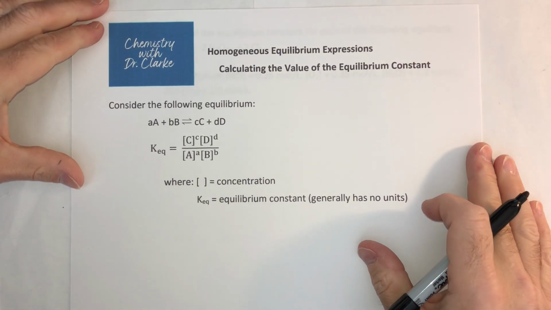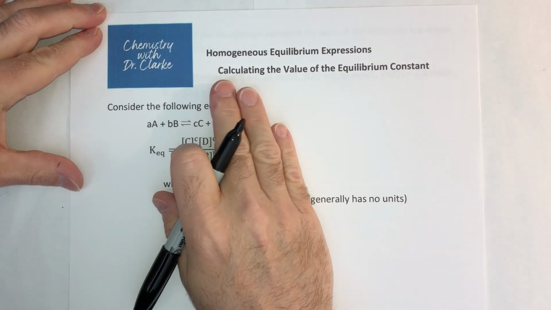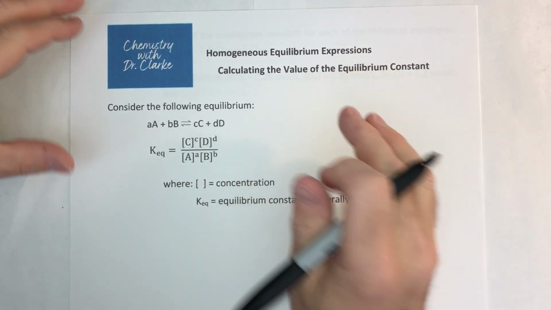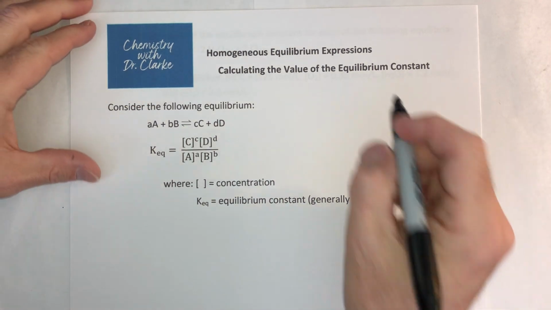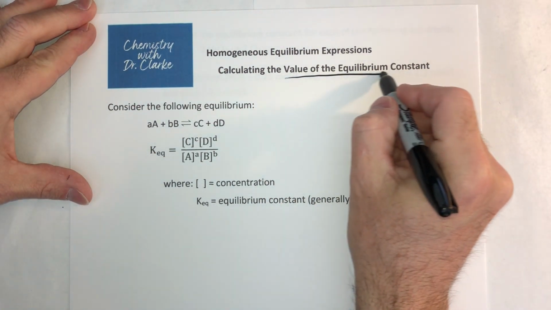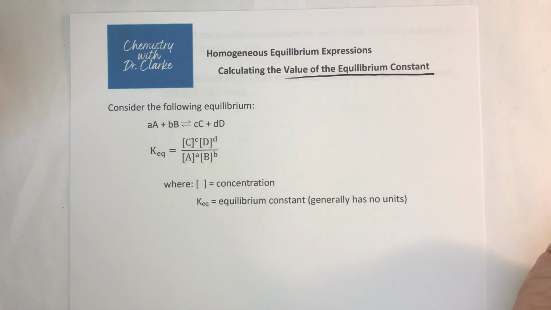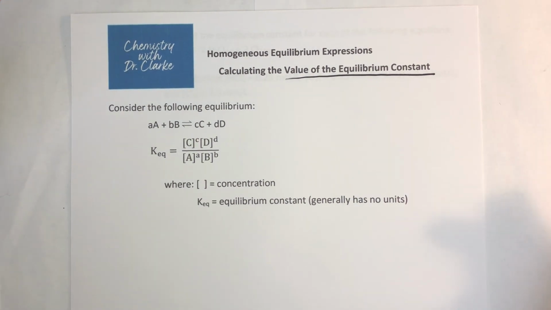In this video, I'd like to talk about homogeneous equilibrium expressions, and what happens if you know the concentrations and you're asked to calculate the value of the equilibrium constant. Now, this is the second video in a series of two.